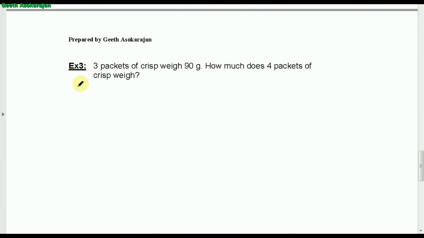Have a go at example number 3. Pause the video, take your time, and I'll go through the solution very soon.